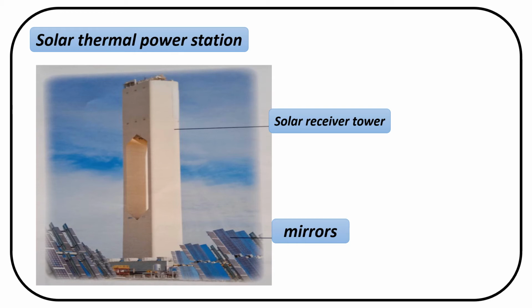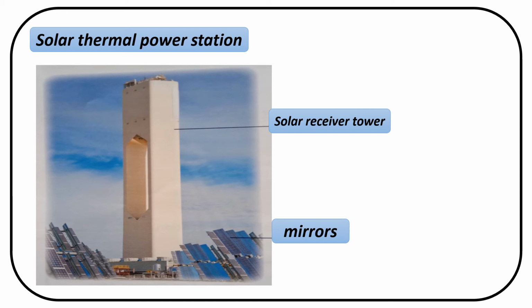Then the heat energy is used to heat water. They get water, then they heat it using the heat energy which was converted from sunlight. They heat water to a high temperature to make steam. So after heating, the water will make steam. That steam is used to spin turbines in a generator to generate electricity.